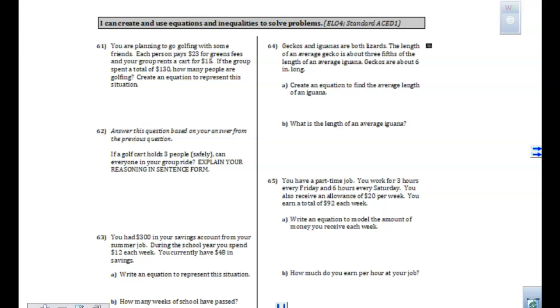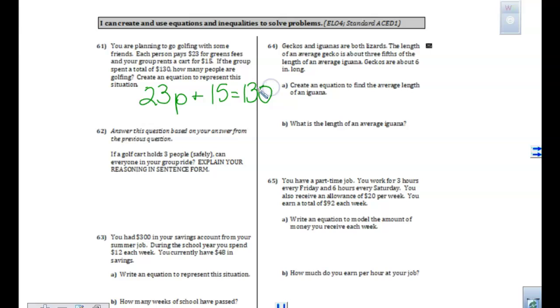You're planning to go golfing with some friends. Each person pays $23 for a green fee. Your group rents the cart for $15. If the group spends a total of $130, how many people are golfing? Create an equation that represents it. So, want to give it a shot? Go. 23x plus 15 equals 130. 23p, that's my people, plus 15 is equal to 130.